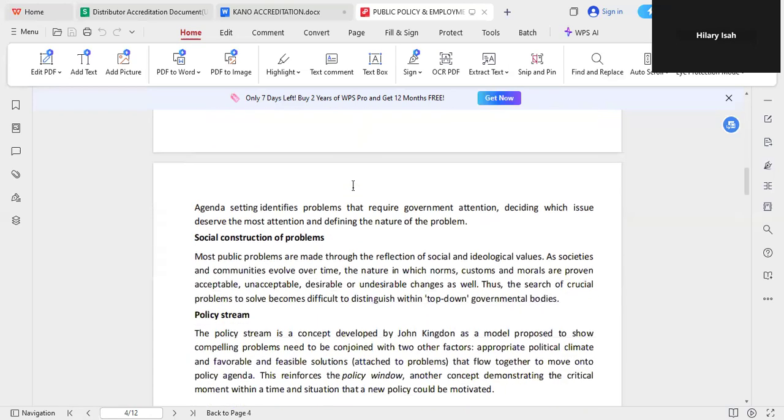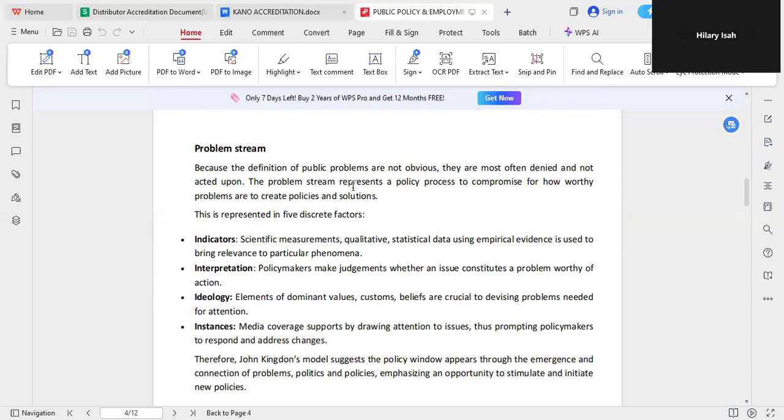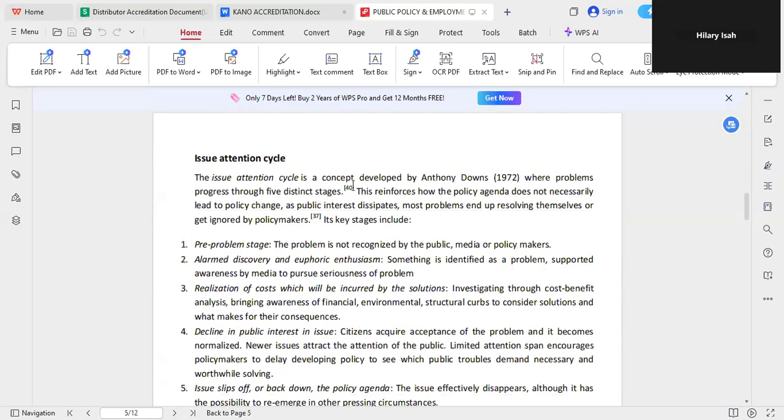So we looked at agenda setting, social construct of the problem, because the challenge of the problem must be clearly understood. Then we looked at policy stream and problem stream. After that, we looked at the issue attention cycle. And what is the issue attention cycle? We said the issue attention cycle is a concept developed by Anthony Downs in 1972, where problems progress through 5 different stages. These reinforce how the policy agenda does not necessarily lead to policy change. So the fact that a problem has been brought forth does not mean it's definitely going to lead to a change.